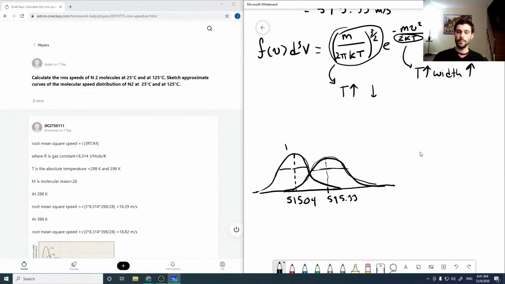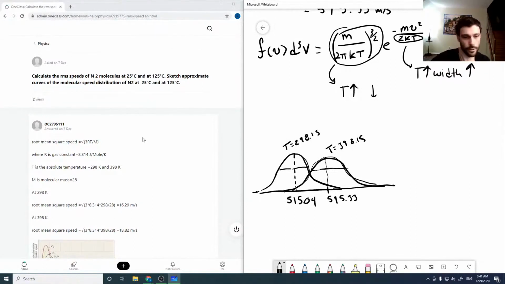There. So there's my T equals 298.15 and my T equals 398.15 speed distributions. So they should be Gaussian, peaking at your average speed, and the higher temperature one should be a bit wider but a bit shorter. That would be an approximate sketch of your molecular speed distributions.